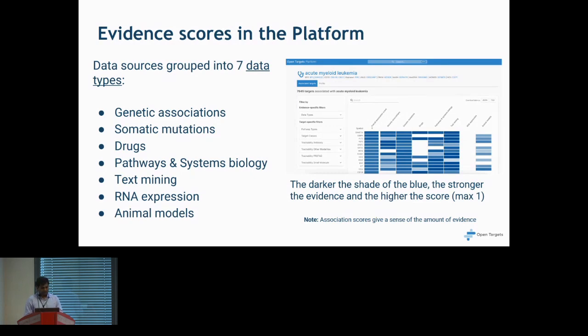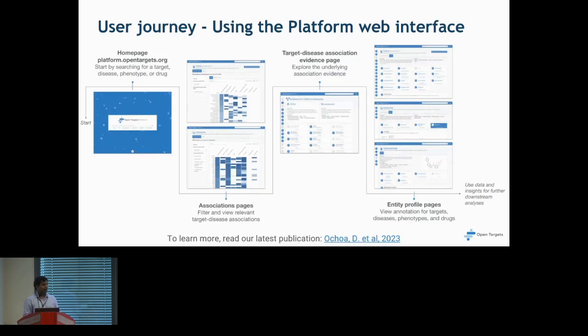So as you can see on the right side, there's a disease that we have searched for, AML, and it shows up a table where there are various associations of multiple drug targets. So the darker the shade, the stronger the evidence. One point to note is that the association scores provide a sense of the amount of data, not necessarily the confidence of that target. So to give an idea of how a user navigates through the platform, you start with the homepage and you can search by either a target, a disease, or a drug.